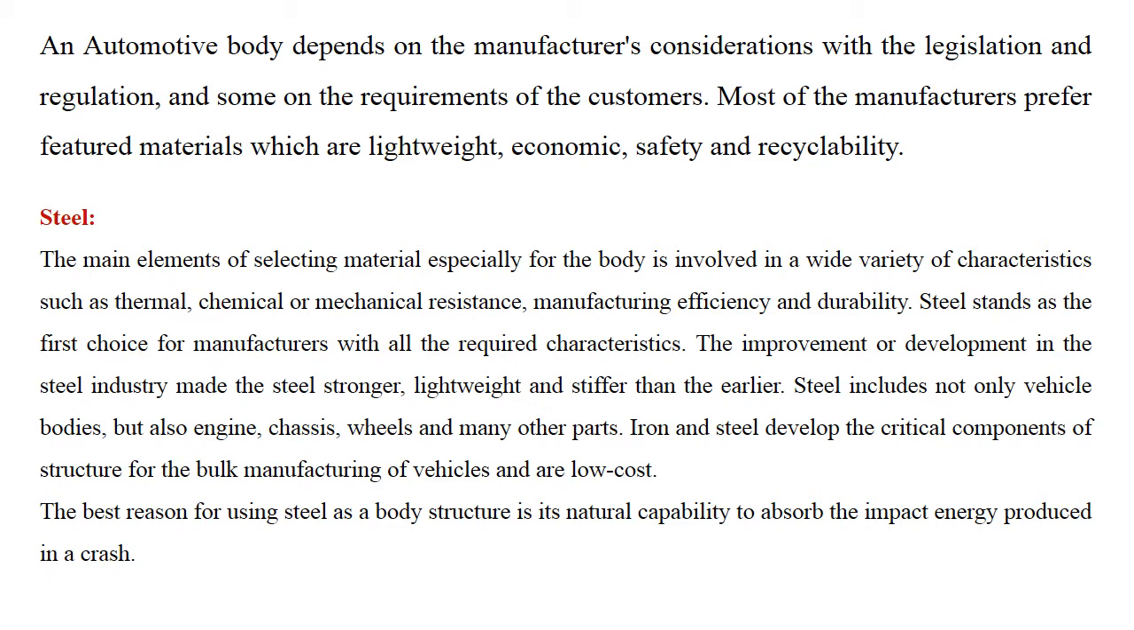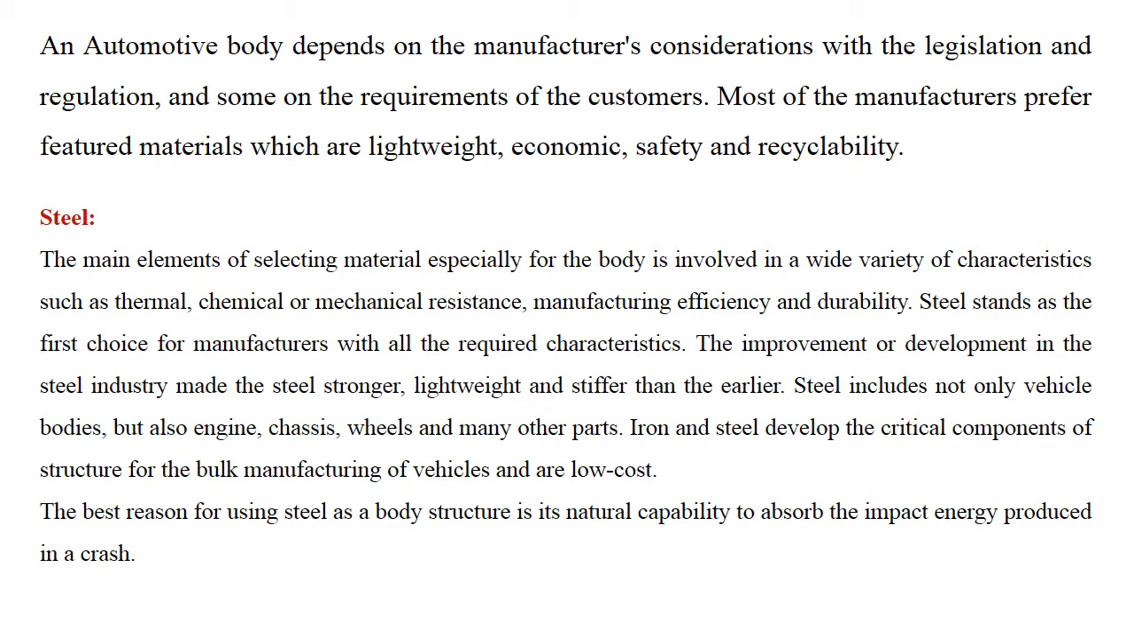Most manufacturers prefer featured materials which are lightweight, economic, safe and recyclable. So first let us discuss the steel. The main elements of selecting material, especially for the body, involve a wide variety of characteristics such as thermal, chemical and mechanical resistance, manufacturing efficiency and durability. Steel stands as the first choice for manufacturers with all these required characteristics.